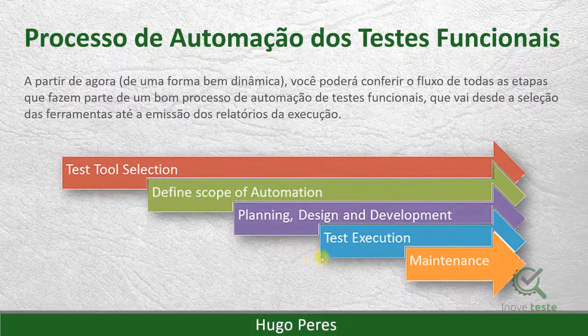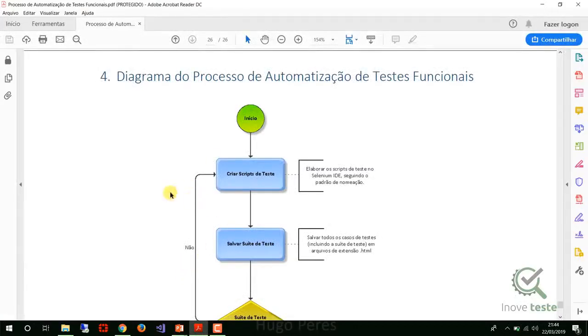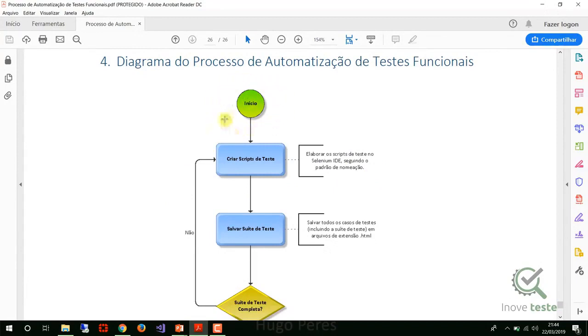Here's an illustration that is not very complete, but just for you to understand more or less how this flow works. I decided here to separate a diagram that I created myself in a company where I worked and that speaks exactly about what we are going to do in this course. So starting here, after we select the tool, which in this case will be the Selenium IDE, we will create our first test scripts.